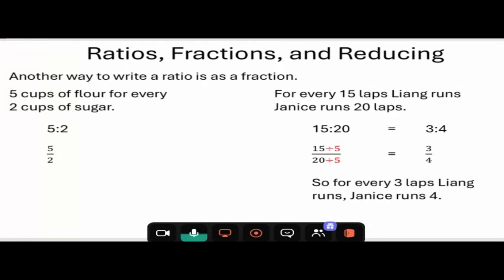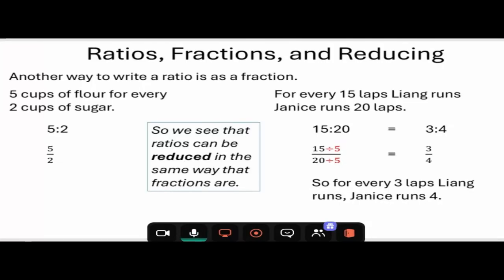I pulled Liang out of the hat. That was one of my friends in high school, that name. And Janice was a student I taught who was a very good runner, which is why she made this question.